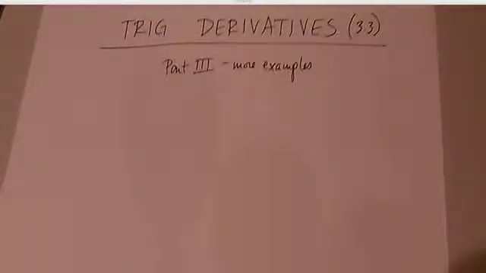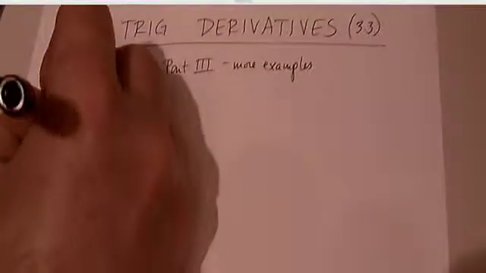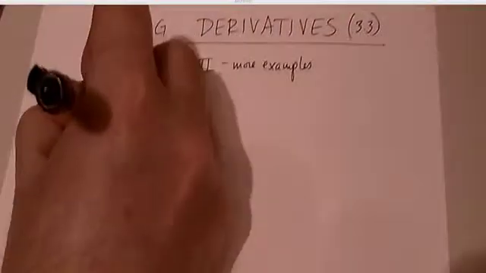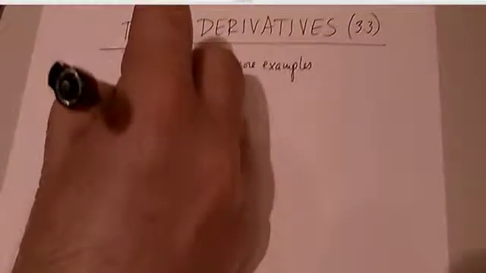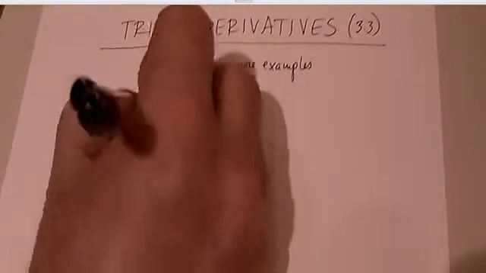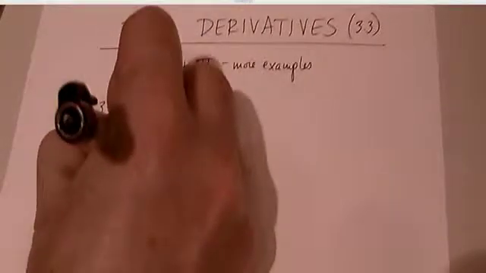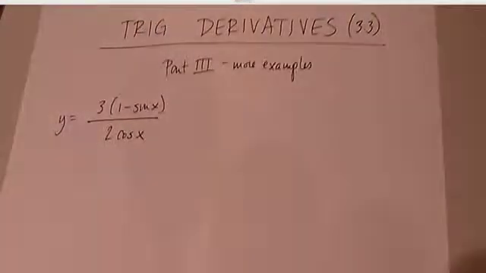Now that we finally got that one under our belt, let's move on and do a couple more examples from a couple more worksheets that I pulled off. Let's say we have y is equal to 3 times (1 minus sine x), all of that over 2 cosine x, and I want the derivative of that. Well, that looks kind of nasty, but it needn't be, okay?